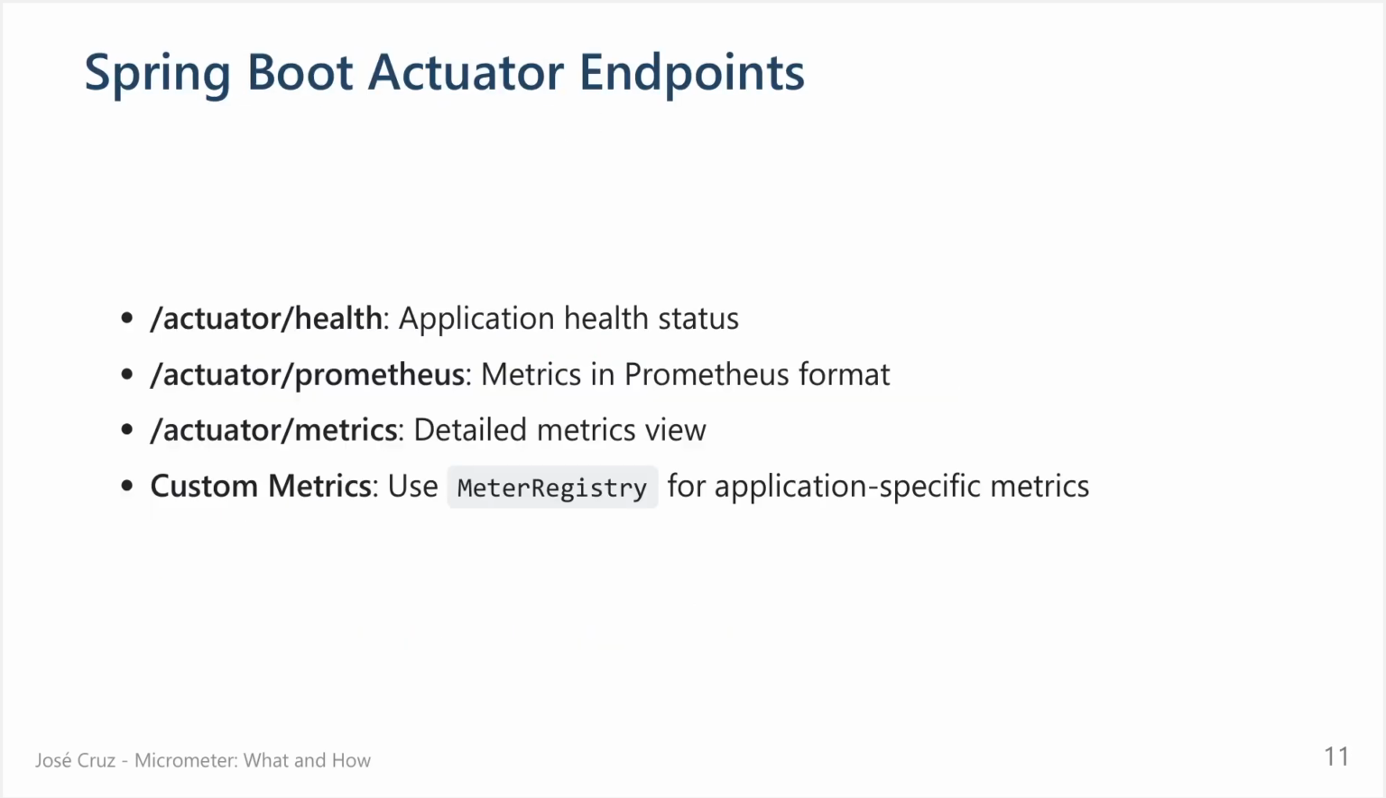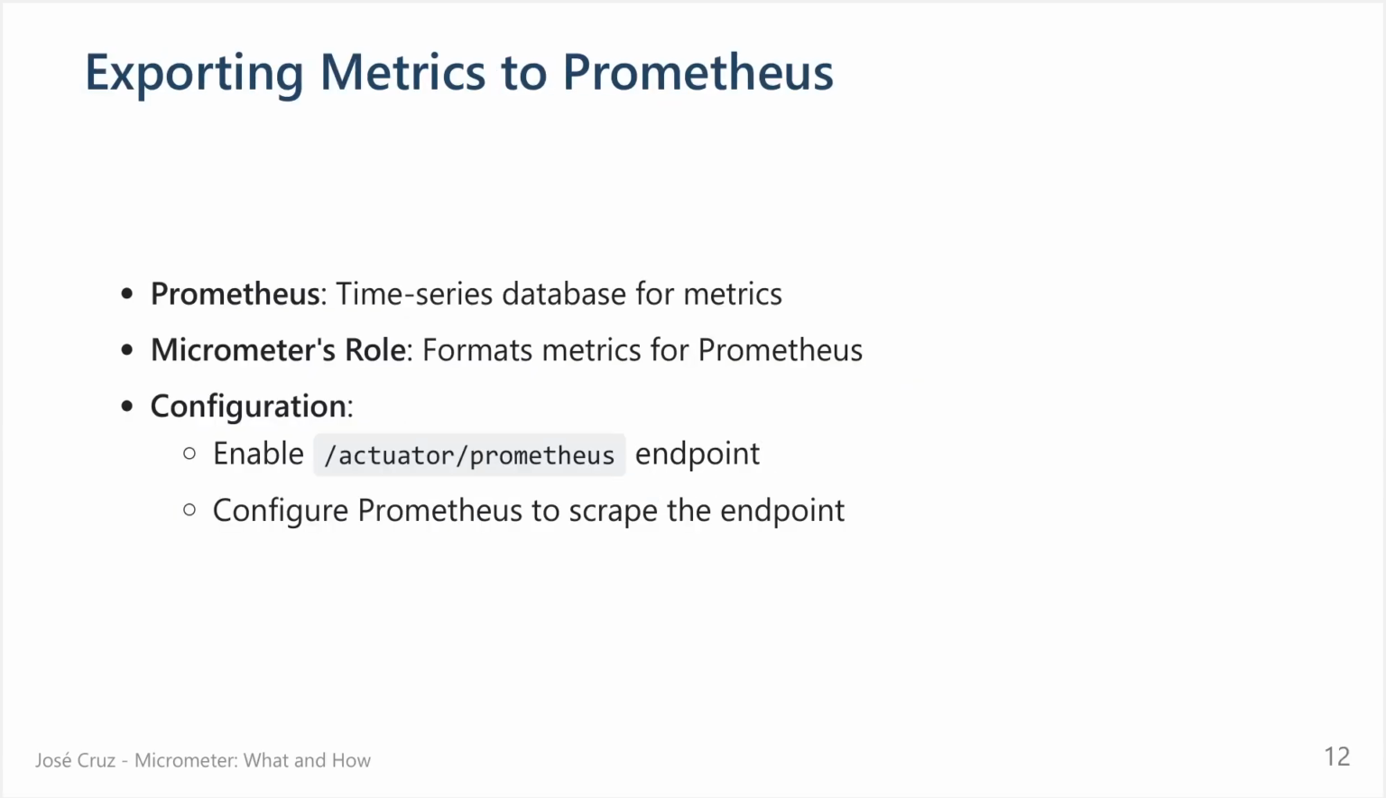So Spring Boot actuator endpoints: actuator health for status, Prometheus for metrics in Prometheus format, metrics for the tailored metrics view, and custom metrics using the meter registry for application-specific metrics, and this will be the one that we'll be using. In our case, it will be Prometheus. How to export metrics to Prometheus?